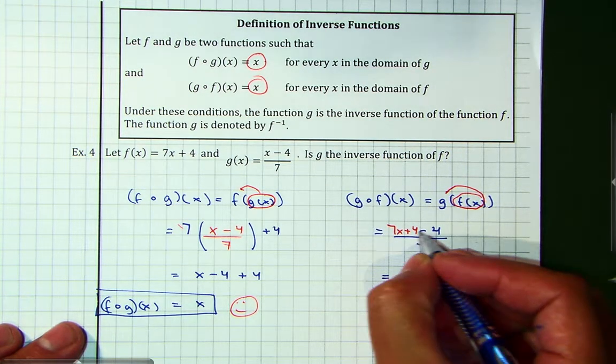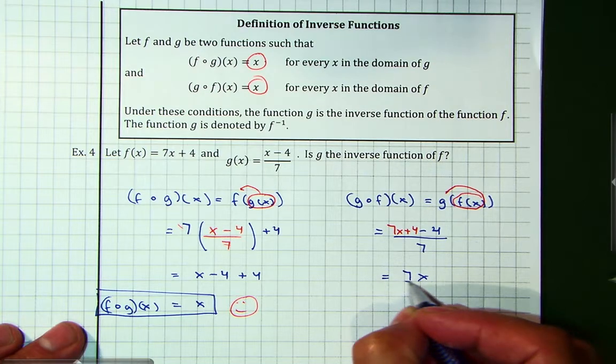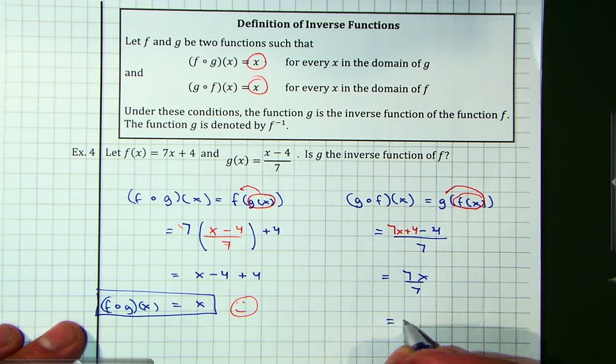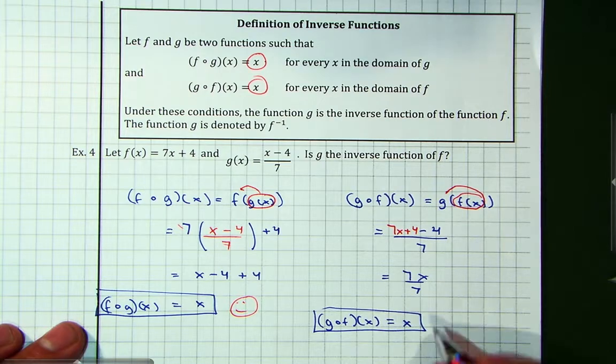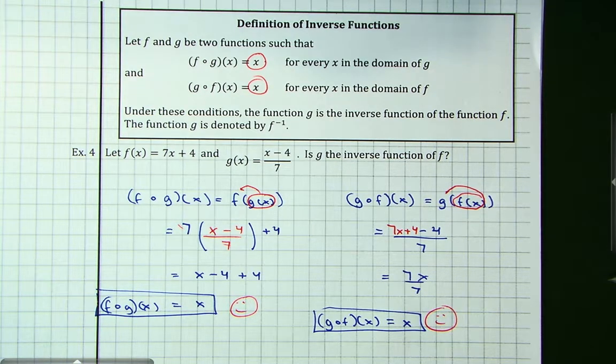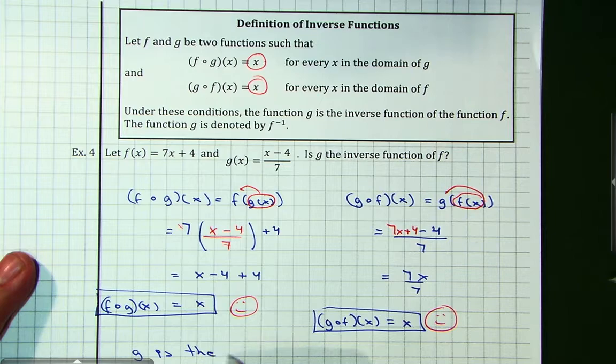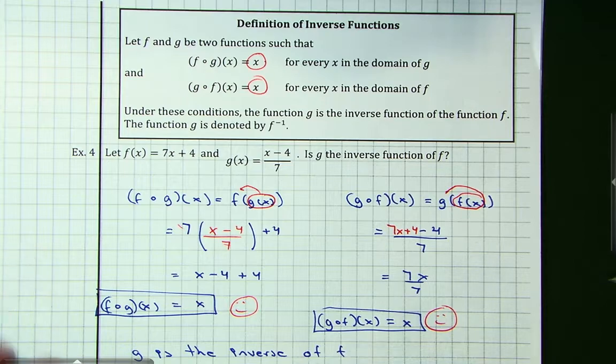That gives me, those cancel out, so I end up with 7x over 7, which is perfect, x. So therefore g composed of f of x gives me x. Therefore, g is the inverse of f. And we can actually write down f inverse is equal to x minus 4 over 7.